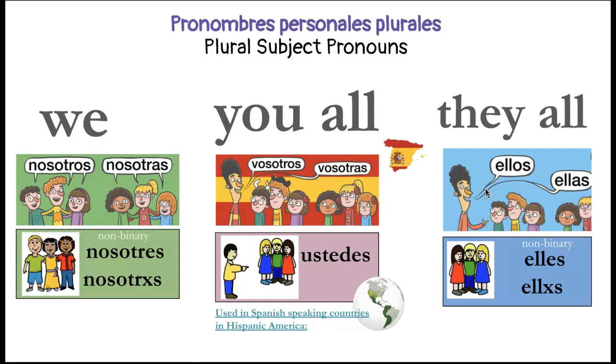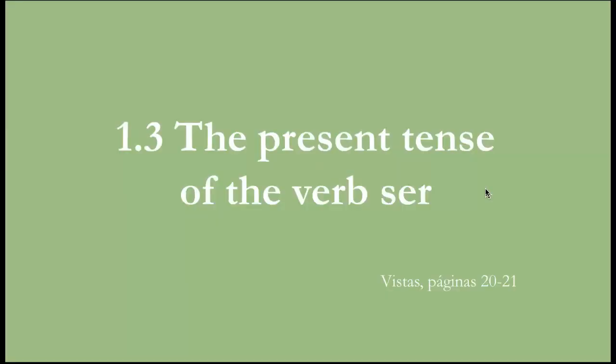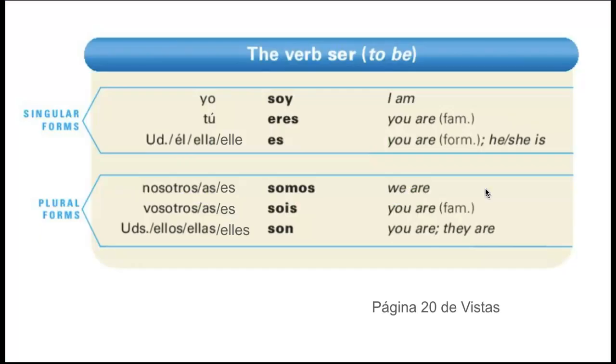Okay, so try to memorize these subject pronouns, singular and plural, in Spanish, right? So now what we're going to see is the present tense of the verb ser. So the conjugation of the verb ser, the verb to be, according to the subjects. So, here we have another view of the subject pronouns in the singular forms and the plural forms.